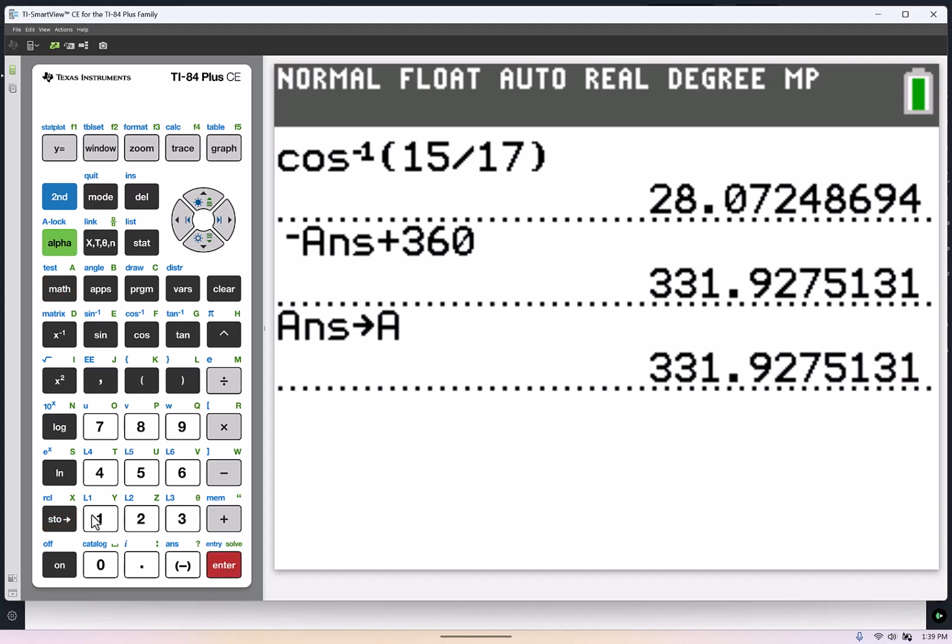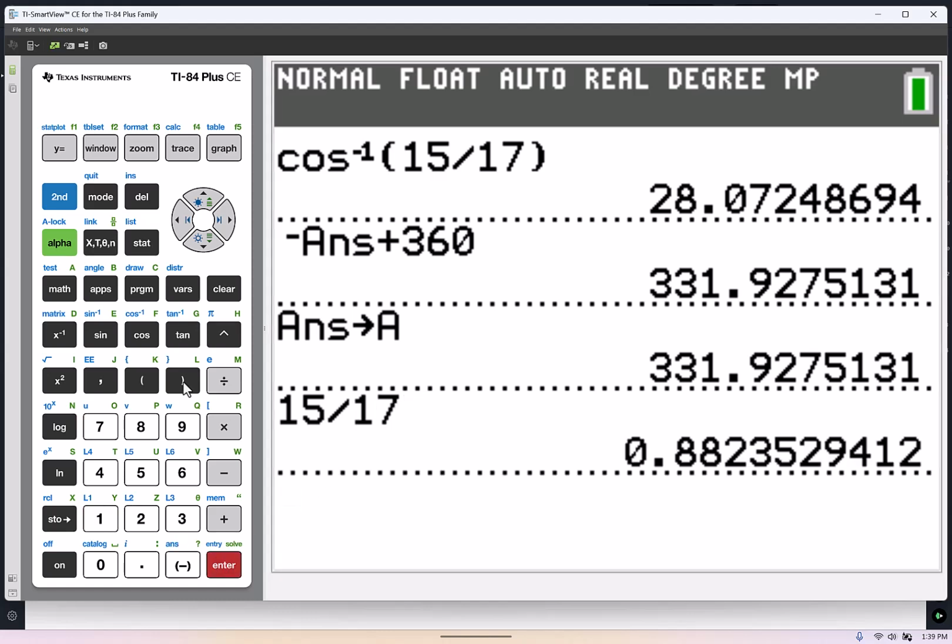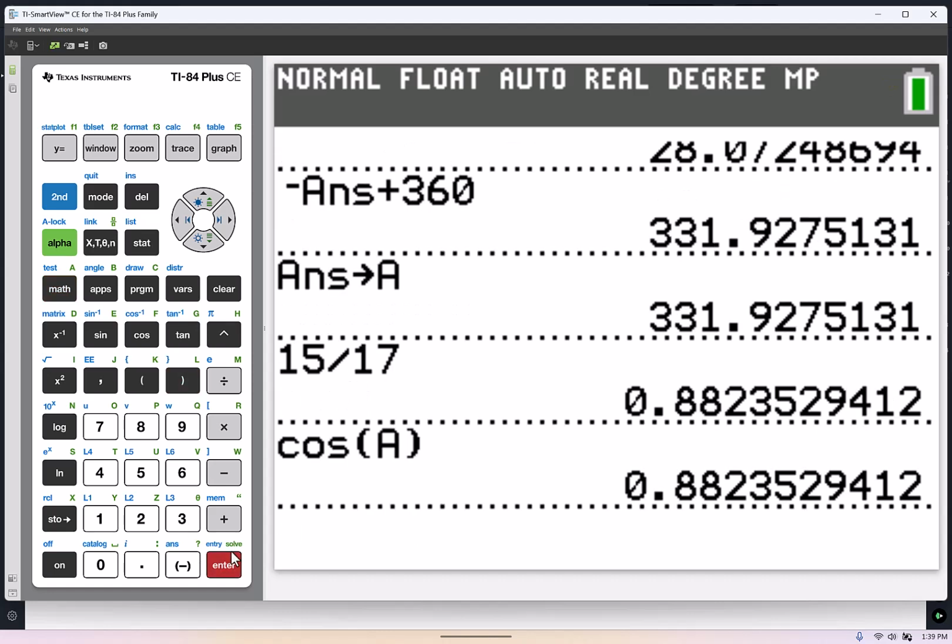And now watch. Look at this. 15 over 17 is this. And now I'm going to go cosine of A. And let's see if it's the same. Look at that. Isn't that cool? All right, now check it out. Look, it's going to get better.